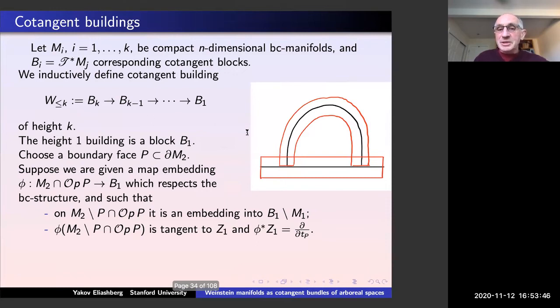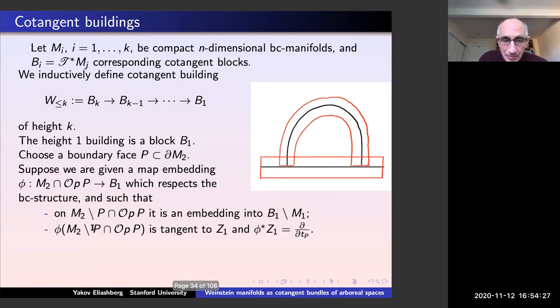Now suppose you have, for instance, two blocks. So what do you take? You take some boundary face of this. First of all, take the core, the skeleton of this block, this manifold M2. And suppose I find some Lagrangian embedding of a neighborhood of this M2 near some boundary face into my first block, such that it sits inside.